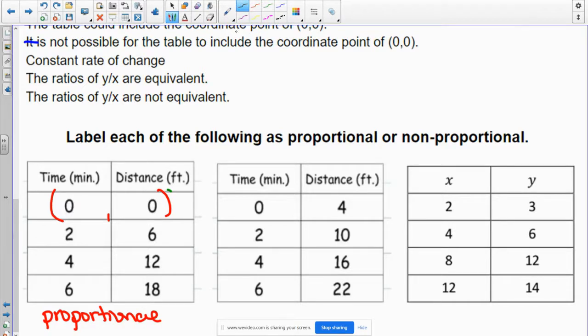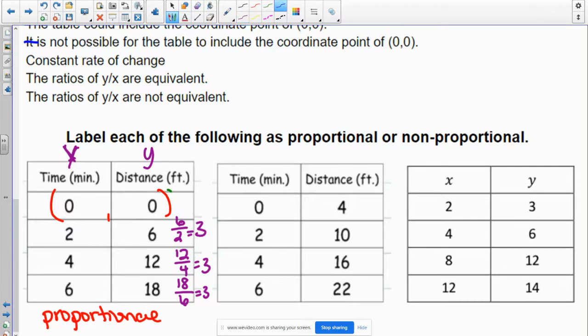So if we do the ratio of the y over the x, remember in a table this is x and then this is y. So in this case it would be 6 over 2. And the y here is 12, the x is 4. The y here is 18 and the x is 6. So if you simplified those, 6 divided by 2 is 3, 12 divided by 4 is 3, and 18 divided by 6 is 3. So notice that the ratio of y over x is also proving that it's proportional.